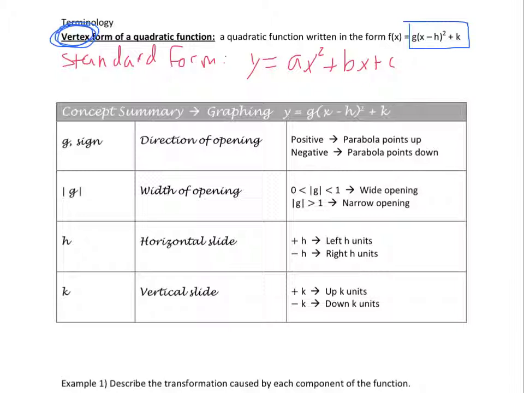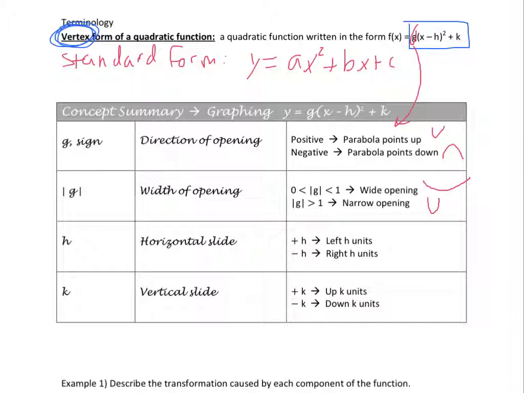Some key pieces here are the g, and again, same rules there. If it's positive, the parabola will open up. If it's negative, the parabola will open down. The value of g is important in terms of if it's greater than the absolute value of 1, or if it's between 0 and 1. From the exploration, it talked about if you have a value of g that, when you take the absolute value, is between 0 and 1, it gets wider. If its absolute value is greater than 1, it gets narrower.